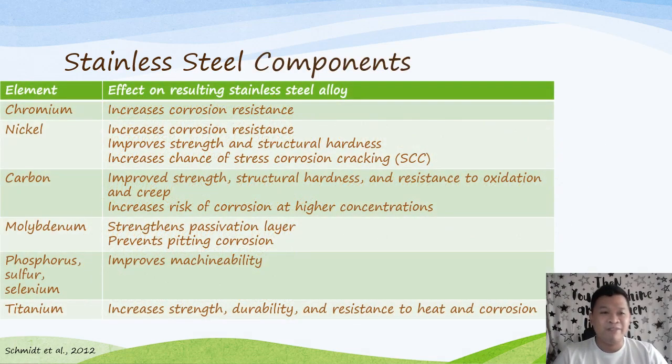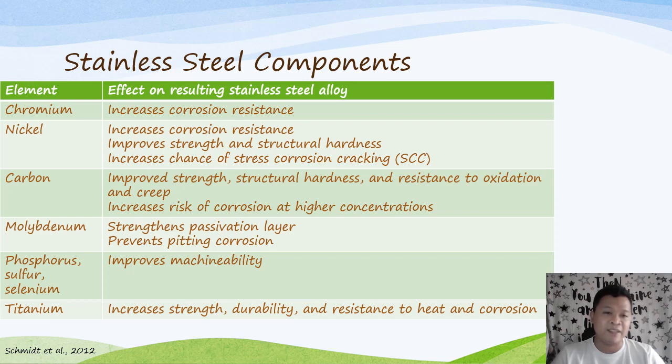So here's just a brief rundown, no, ng mga silbi ng mga elements na ito sa stainless steel. So chromium is primarily for corrosion resistance. Nickel does the same but also improves strength and structural hardness. And though it increases the chance of corrosion cracking due to stress. Carbon is there to add strength and structural hardness and resistance to oxidation. But too high concentrations increase risk of corrosion, so you need to strike a balance.